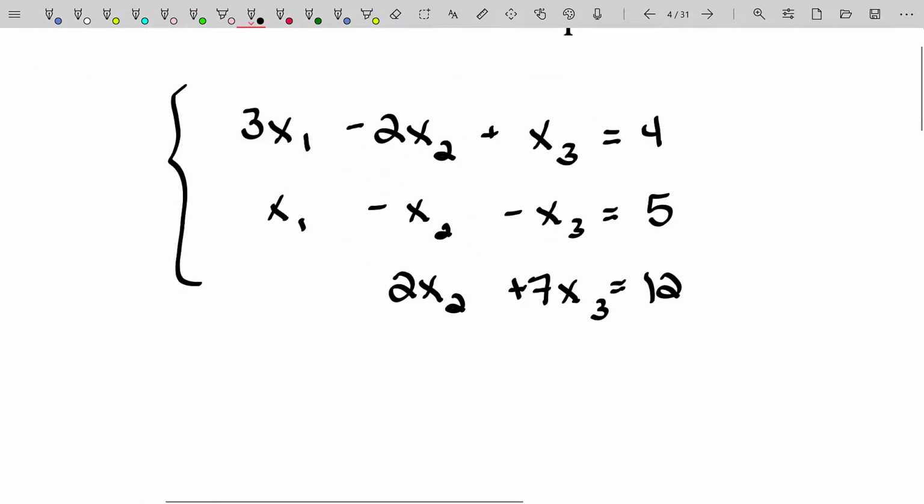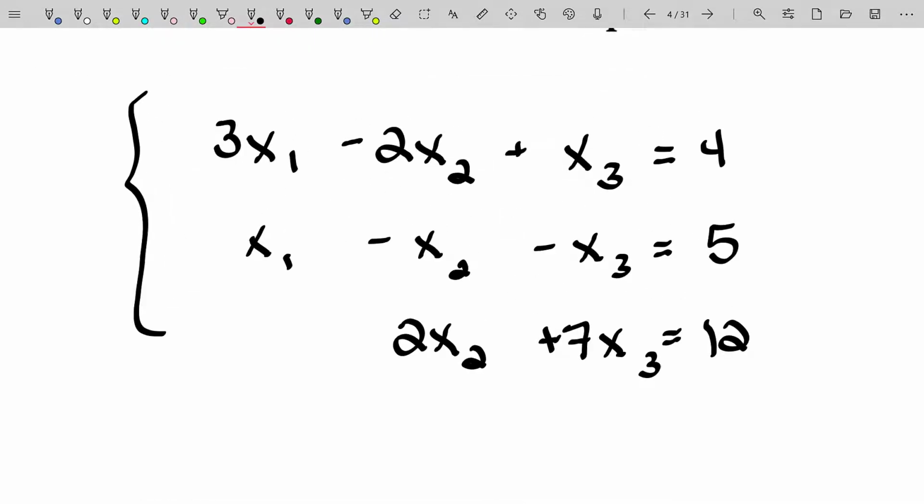Notice my notation here. I use subscript notation, x sub 1, x sub 2, x sub 3. Notice each of these equations has or shares those variables in common. Even though the third equation doesn't have x sub 1, it's not required that they all have coefficients that are non-zero. So x sub 1 in this last equation has a coefficient of 0. That's perfectly fine. There's nothing wrong with that.